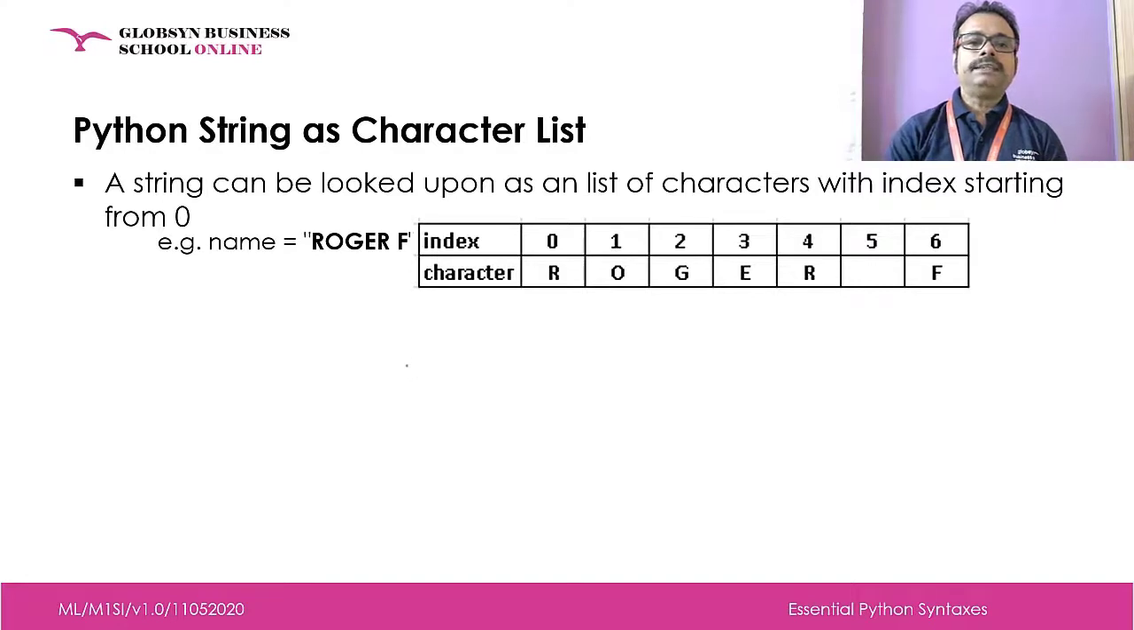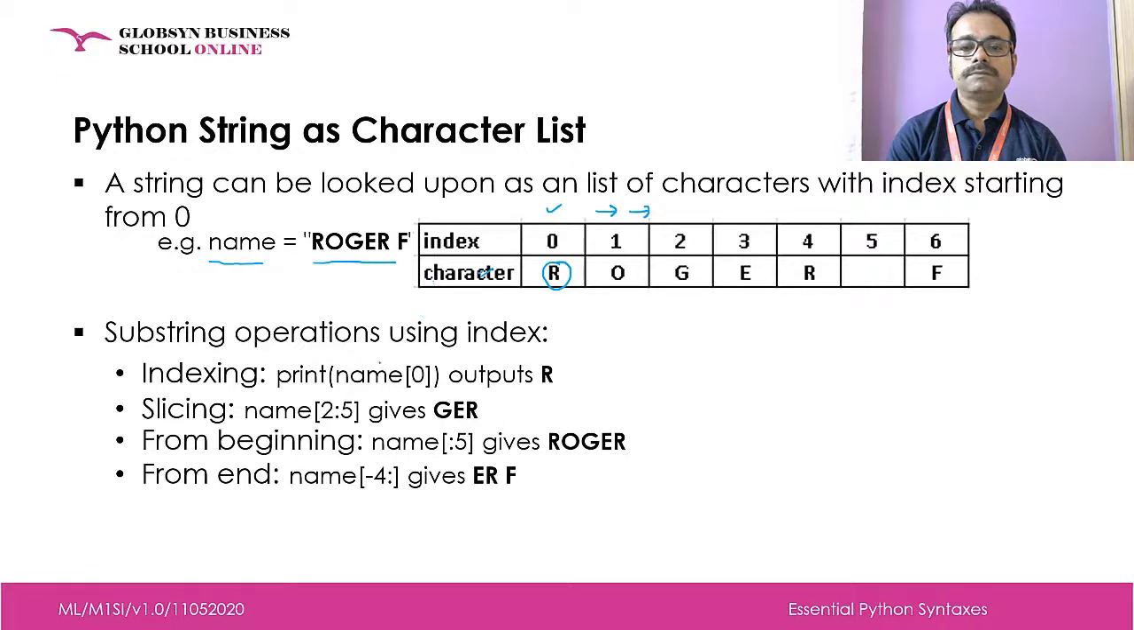Python strings are stored internally as a Python list, so every list operation is applicable with strings. In this example, the variable name stores the string Roger F. The corresponding representation is given here. You can see it's indexing like a list. The first character R is stored in index 0, and so on. Then if we print name[0], it prints R because in the 0th location we have got R.